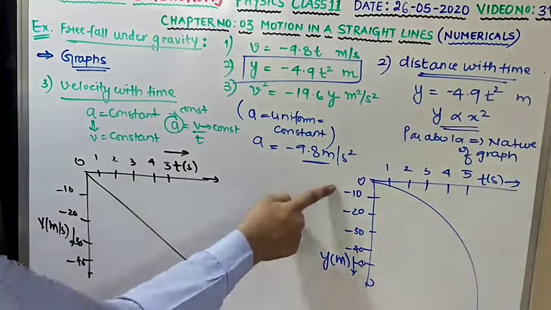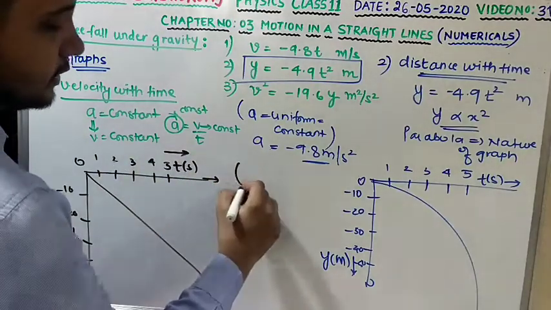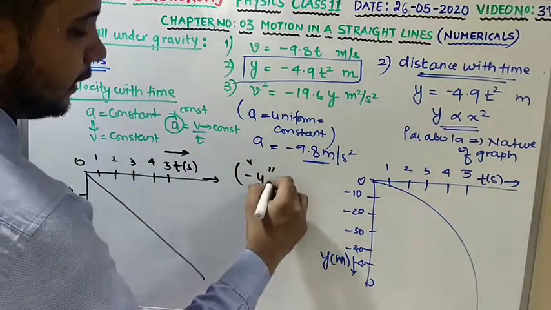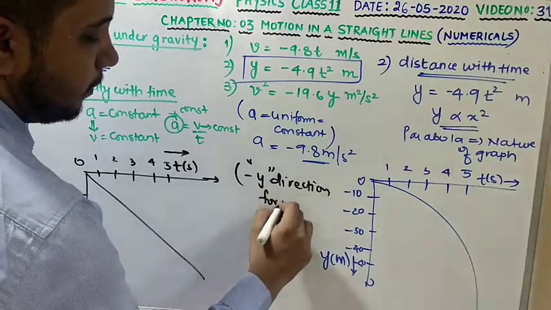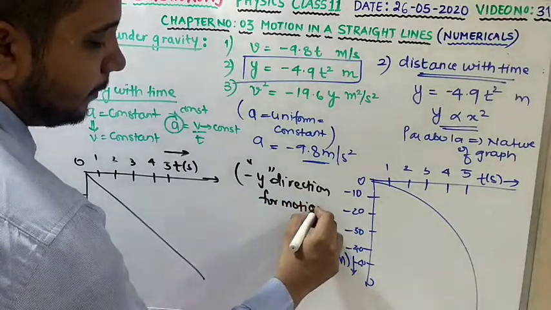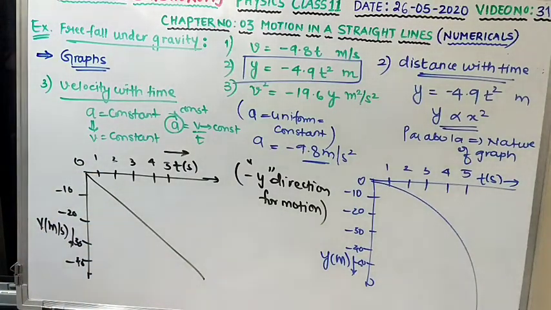Remember why I have taken minus over here? Can anyone tell me? Because I have taken the negative y direction for motion. So I am taking minus values because it will be on the minus y axis. Perfectly clear? All the three graphs.